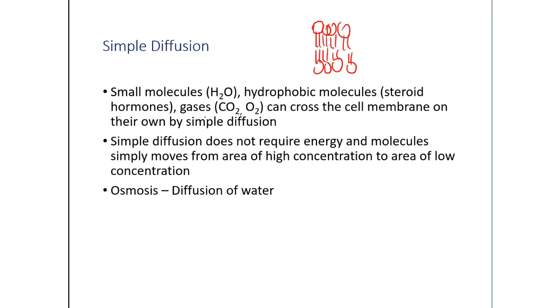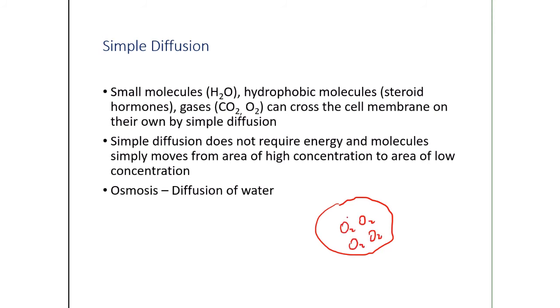Now it's worth mentioning that simple diffusion does not really tell you which way the molecule is going to move, right? So if I have the cell here and I have a lot of O2, for example, on the inside, and not a lot of O2 on the outside, then the oxygen is going to go out. But if the condition flipped, if there is more O2 outside than the inside, then now the oxygen is going to be coming in.